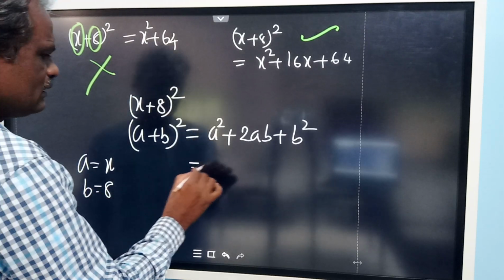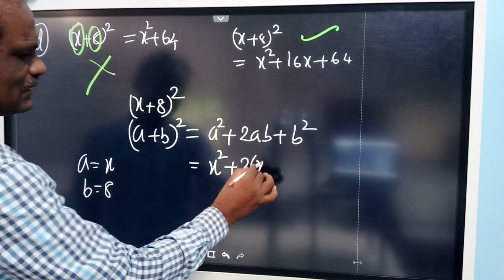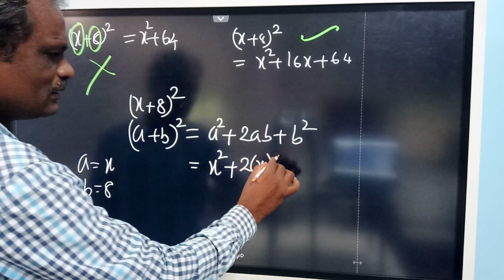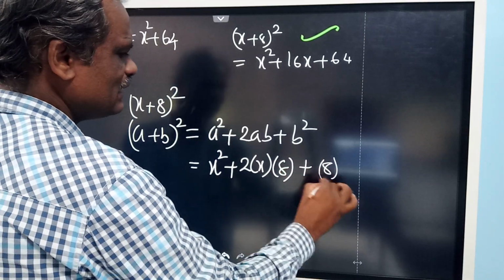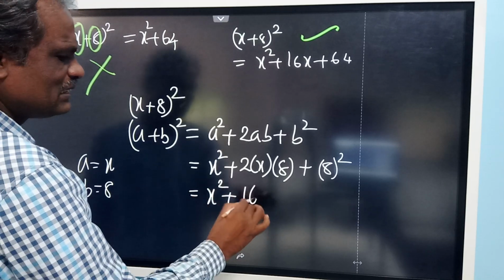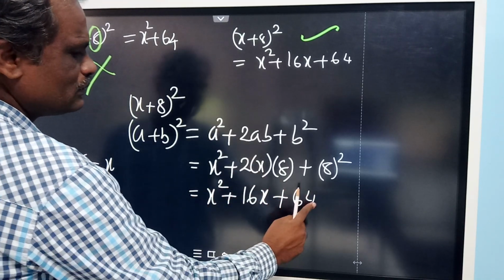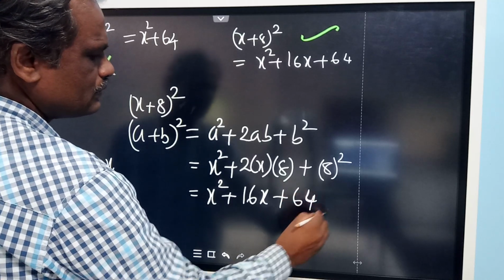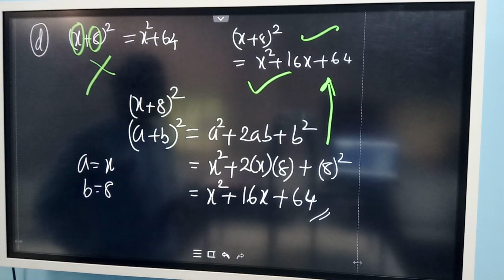If you substitute, this becomes x square plus 2 into a value, it is x, so we are using bracket here, into 8, plus b square, that means 8 square. So now x square, 2 8s are 16 into x, 16x, 8 8s are 64. So that is this itself. So this is correct and this is wrong.